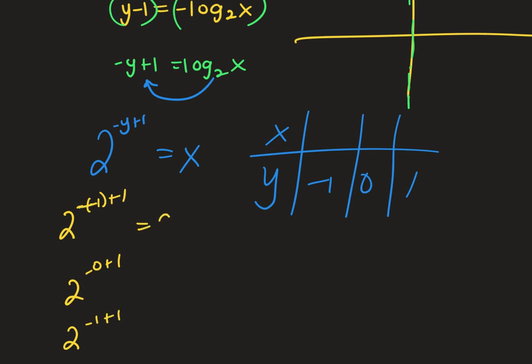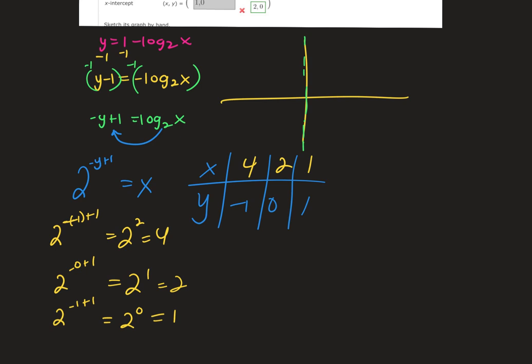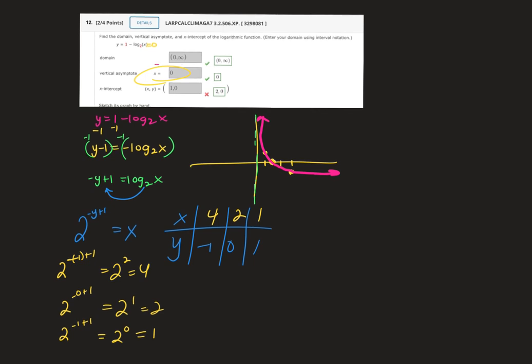So this becomes 2 to the second, which is 4. This becomes 2 to the first, which is 2. And this becomes 2 to the 0, which is 1. So then I have coordinate points at 4, -1, 2, 0, and 1, 1. And I know it's upside down, which matches my graph. And then the domain still goes from the vertical asymptote to positive infinity, and the x-intercept is 2, 0.